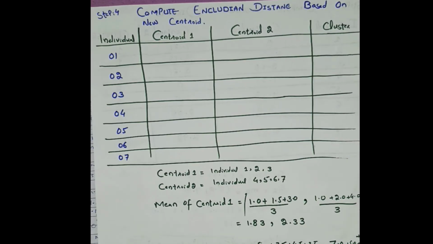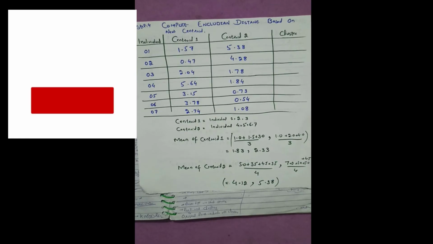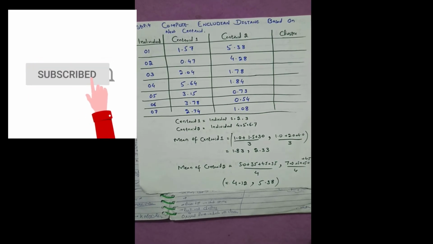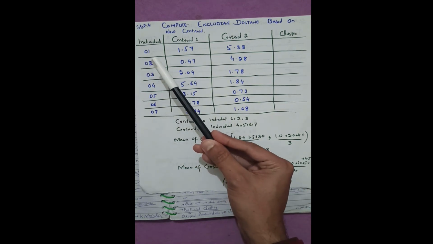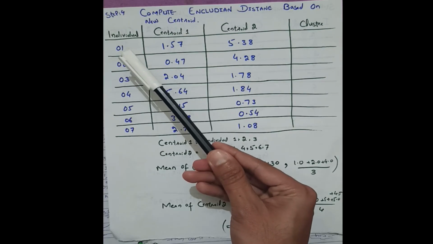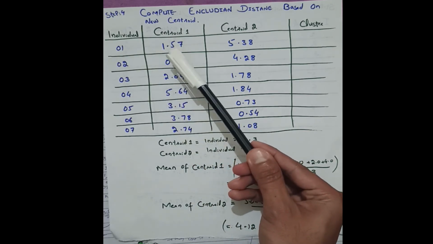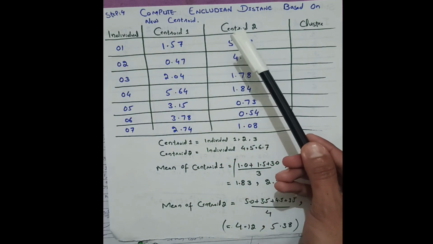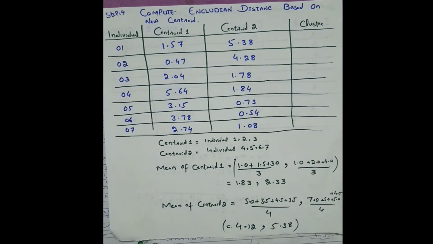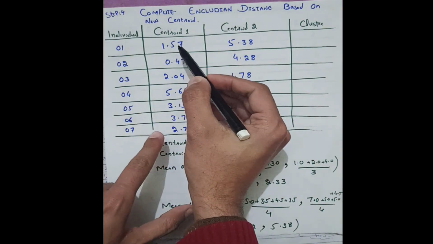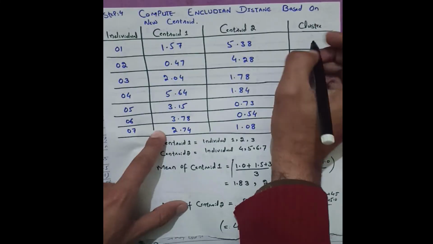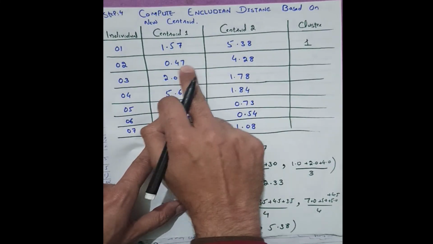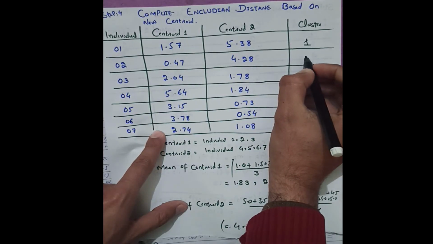Okay, we repeat the same steps. So after computing the Euclidean distance with respect to these centroids, for example for individual one, the Euclidean distance of the individual 1 point with respect to centroid 1 now comes to 1.57 and with respect to centroid 2 is 5.38. So the distance to centroid 1 is less than to centroid 2, so I group it inside cluster 1, and similarly this will also occur in cluster 1.